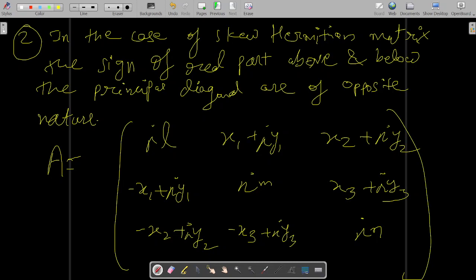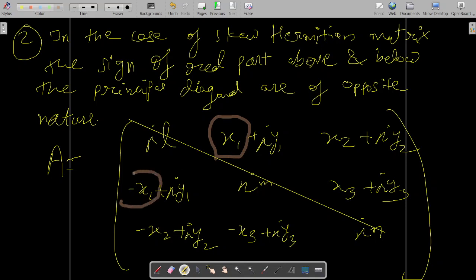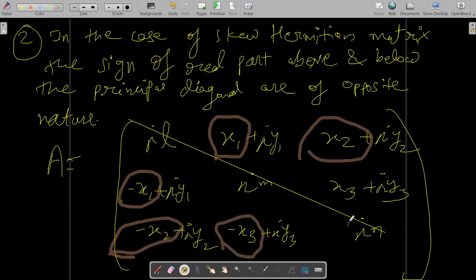Now above and below this principal diagonal, this is your principal diagonal. So all the elements, sign of real part, okay, if you look, sign of real part are of opposite nature.